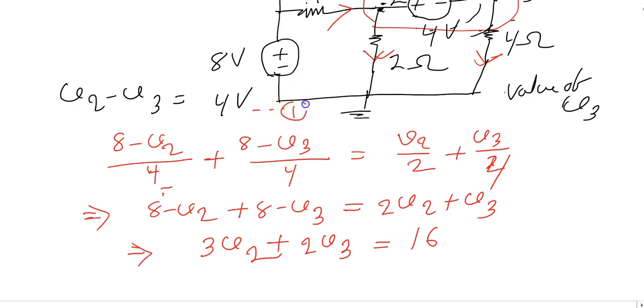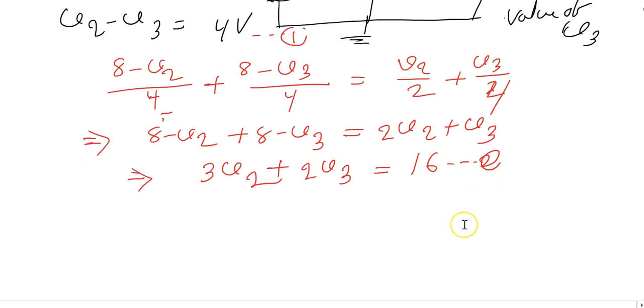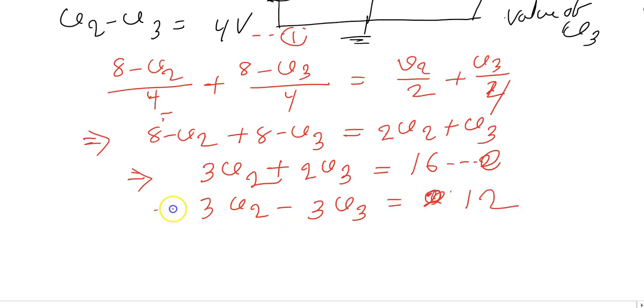Now solve equation 1 and equation 2 for the V3, because we require V3. So multiply equation 1 with 3. So 3V2 minus 3V3 equal to 12. So subtract. So you will have 5V3 is equal to 4.